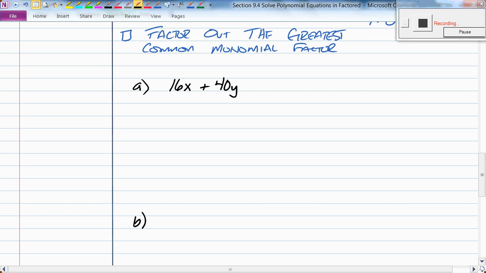Now, if we're going to factor out the greatest common monomial factor, what we need to do is look at the numbers first. So let's look at the number 16 and the number 40. What is the greatest common factor of 16 and 40? Do we know how to figure this out? Yeah. Okay, who's got a guess? Is it 1? Is there a bigger number you can pull? What's the biggest number you can pull out of both of them? No, you cannot pull 40 out of 16.